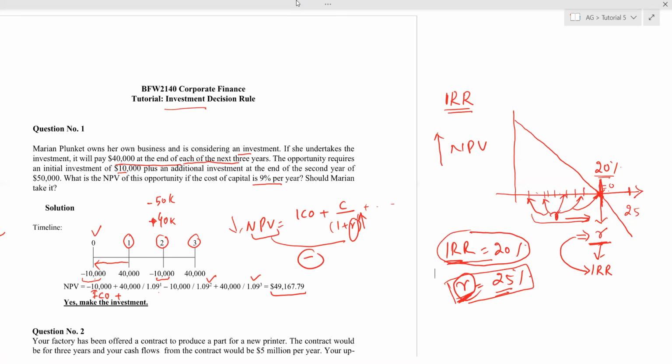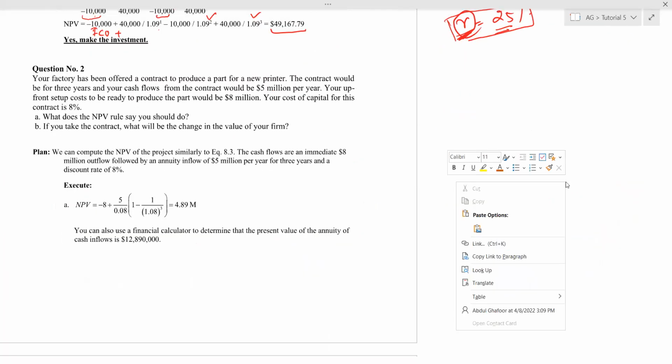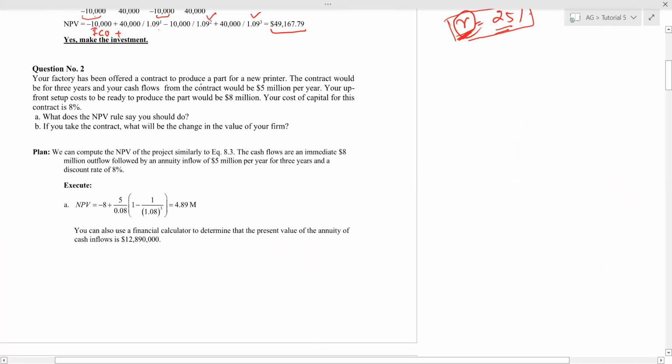Okay, so thank you. Next question is, your factory has offered a contract to produce a part for a new printer. The contract would be for 3 years, and your cash flows from the contract would be 5 million per year. So 5 million per year for how many years? 3 years. 1, 2, and 3. 5 million.